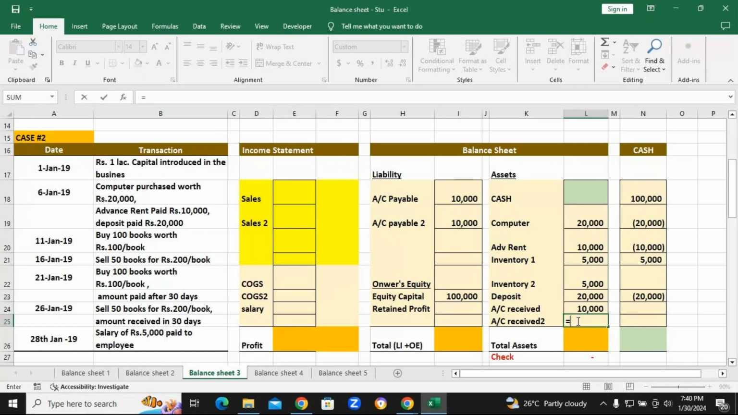Before I put this, I'll just tell you the sales equals 50 into 200. So 50 books I have sold. Two times I have made the sales. If you observe, on 16th and again on 26th I have made the sales. 50 books I have sold at the rate of 200 rupees. The second time I have made the sales wherein 50 books I have sold at the rate of 200 rupees. So the first time the sales, receivable, and the second time the sales. Okay, so account receipt.